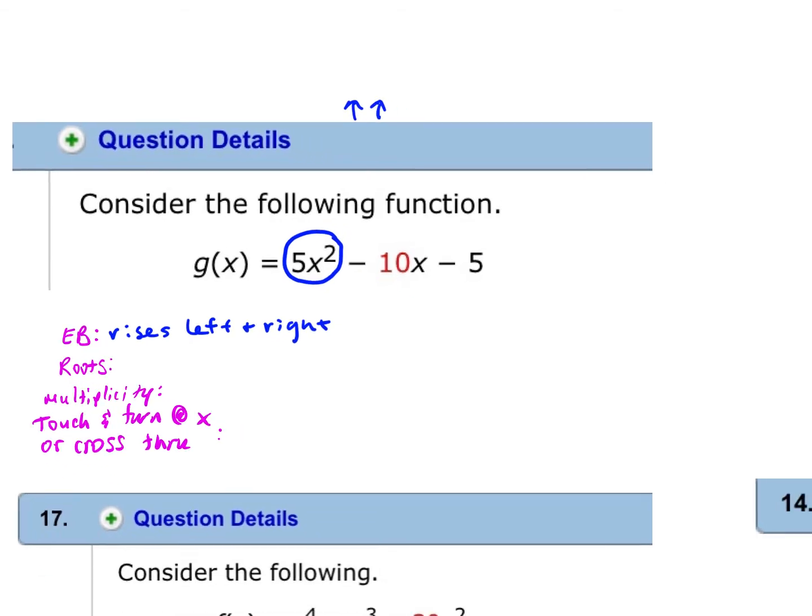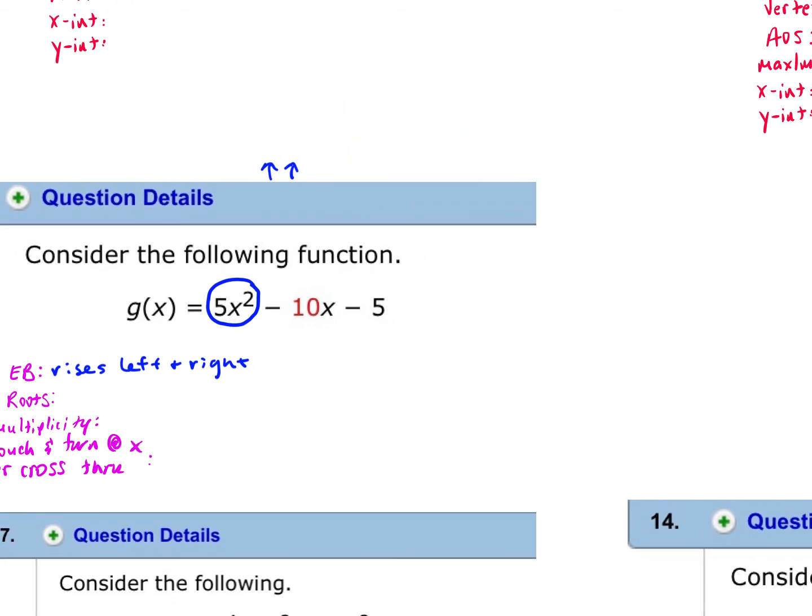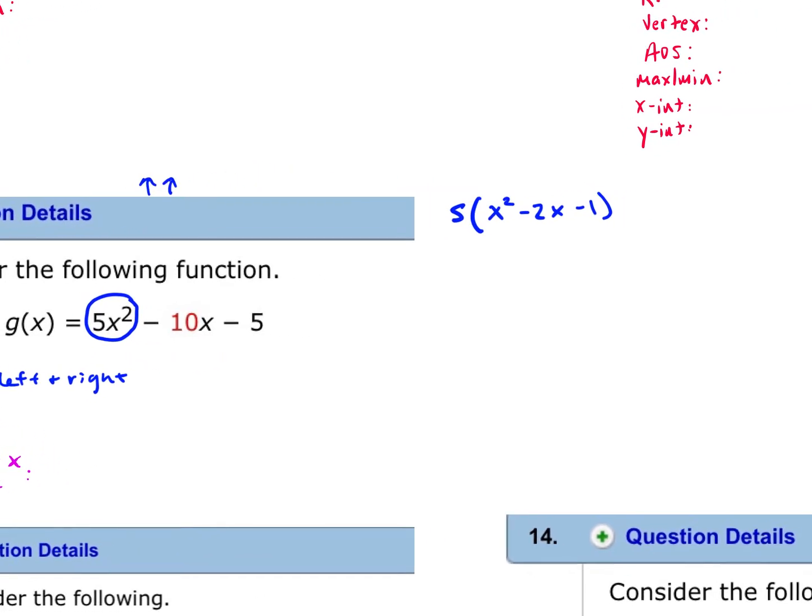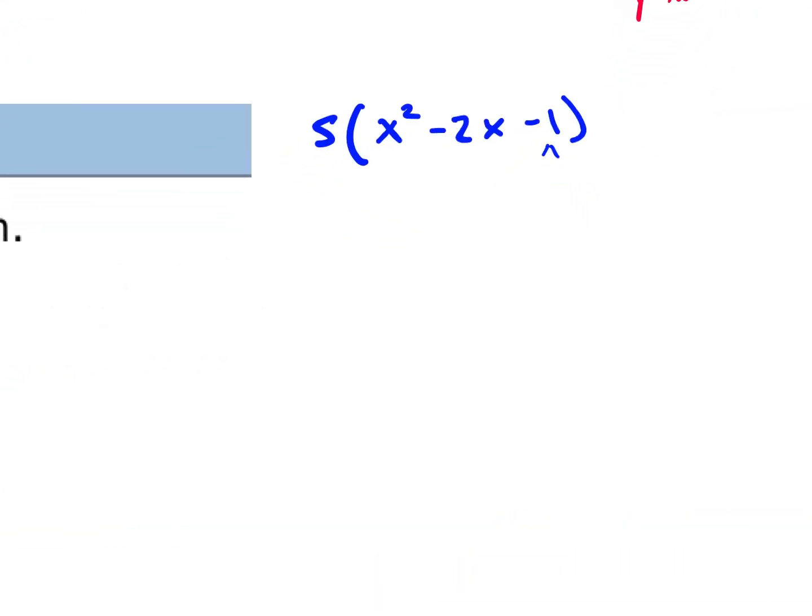Next, we want to find the roots. So we have to factor. We can take out a 5 because that's our greatest common factor. We're left with x squared minus 2x minus 1. Do we have any factors of -1 that add to -2? -1 and -1. -1 times -1 is what? +1.